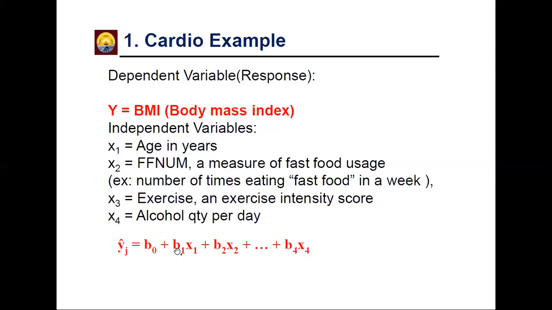Now, B0 is some constant value. Then B1 is how much quantity of X1 is influencing Yj. Then B2, so Yj is influenced by how much quantity of this. So likewise, you can easily estimate. Okay, now this is one example.